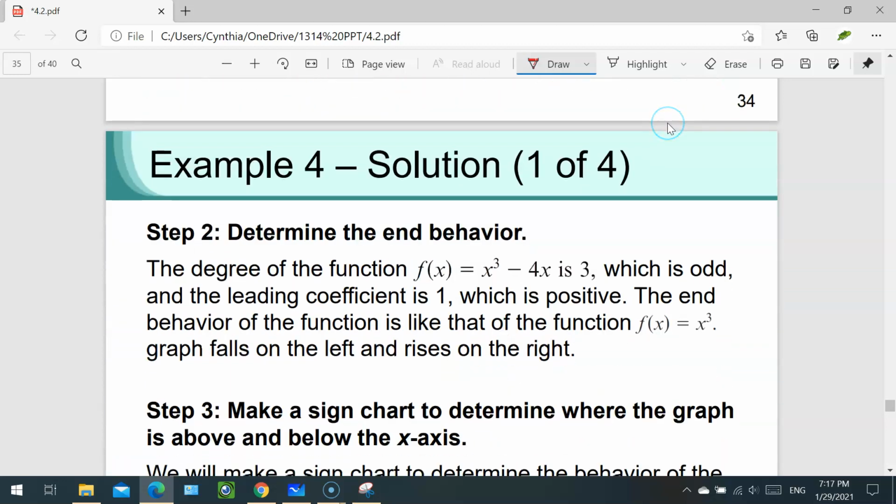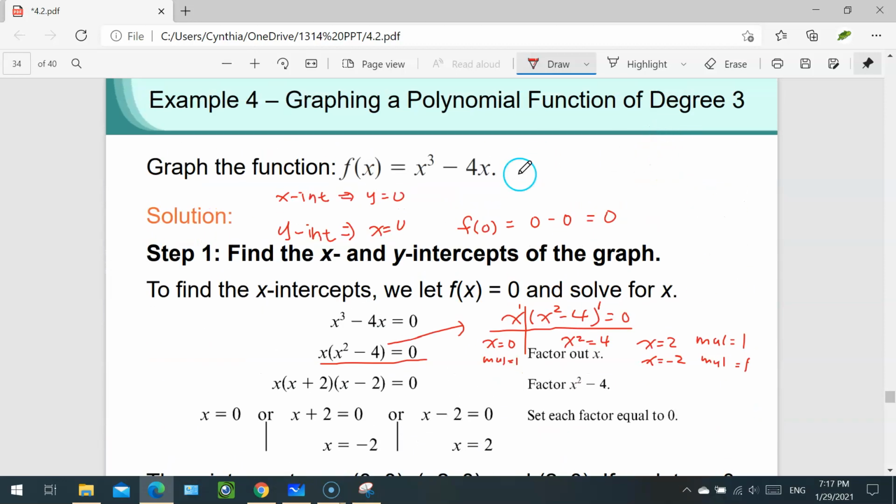Now we need to determine the end behavior. For end behavior, the highest degree power term here tells us it is a degree 3, and this is a positive odd function, right? It's a positive odd. So I know the positive odd function has a graph turned in this direction. So as x approaches positive infinity, f of x approaches positive infinity. As x approaches negative infinity, f of x approaches negative infinity.